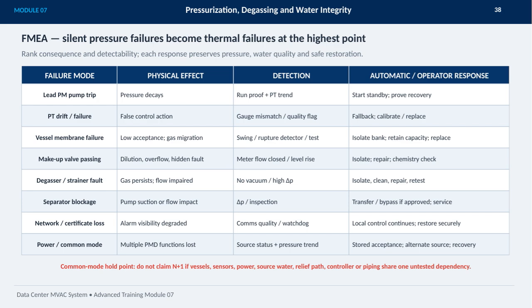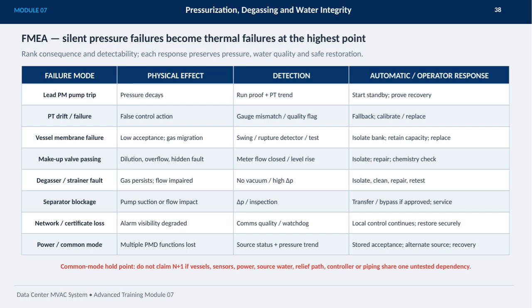We detect these failures using methods such as pressure trend monitoring, sensor alarms, and communication quality checks. Importantly, the automatic or operator responses are designed to preserve system pressure, maintain water quality, and ensure safe restoration. For example, standby pumps are started upon lead pump failure, or faulty valves are isolated and repaired.